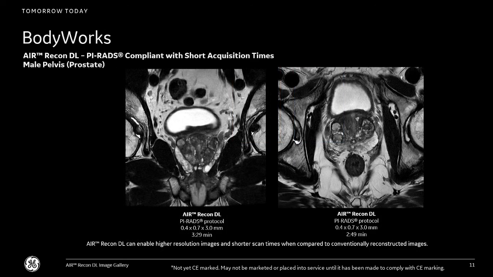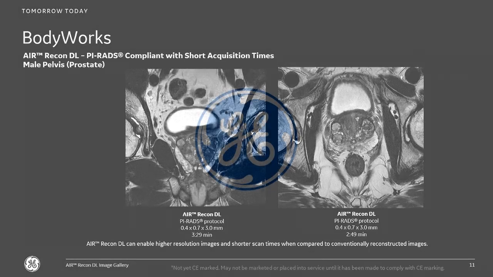And also in body work applications, we can use Recon DL. So this is a protocol scanned with the PI-RADS guidelines, where we have a recommended spatial resolution of 0.4 by 0.7 and 3 millimeters. Usually the scan times doing a T2 contrast would be pretty high, but using Recon DL, we can get scan times like 3.5, 2 and 3 minutes, and we have good image quality.